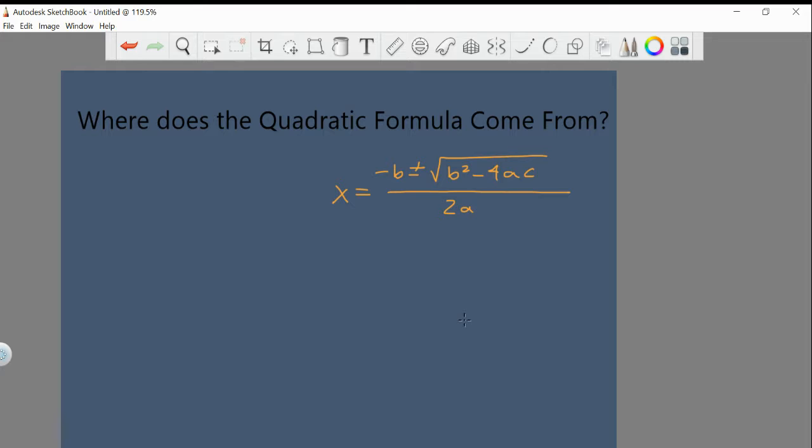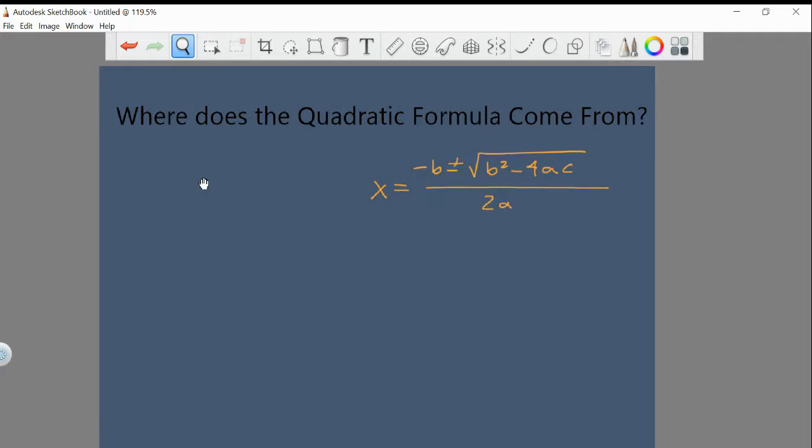And so you might ask yourself, who made up this weird formula? Where does it come from? What's actually really cool is that at this point in the curriculum, you have all the tools you need in order to find it yourself. And so what we're going to do today is basically walk through the process that a very smart mathematician did years ago in order to come up with the quadratic formula.